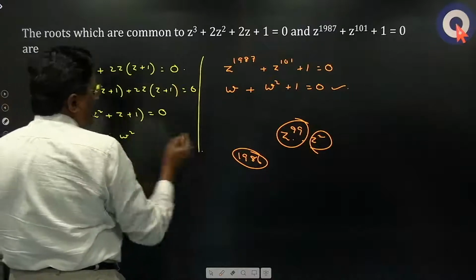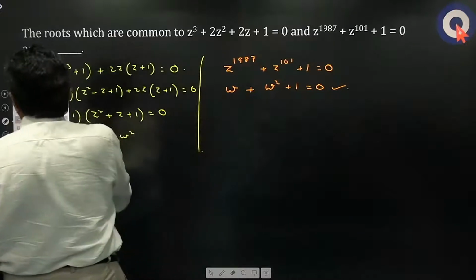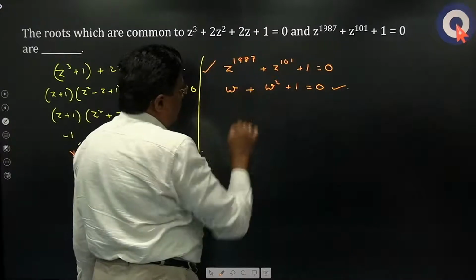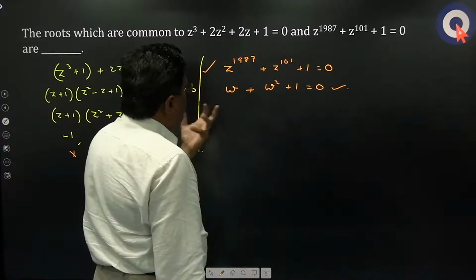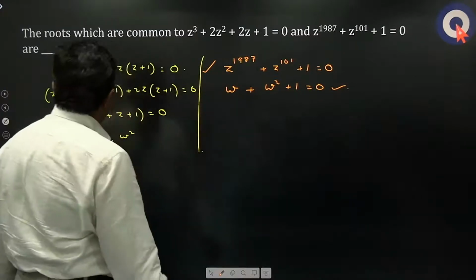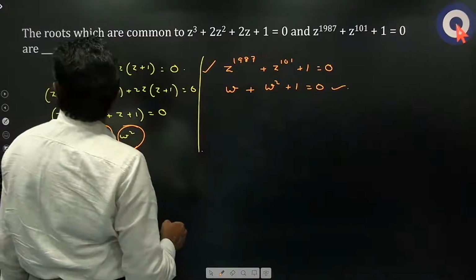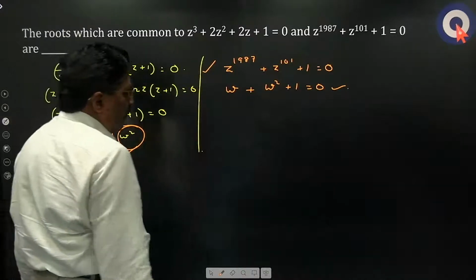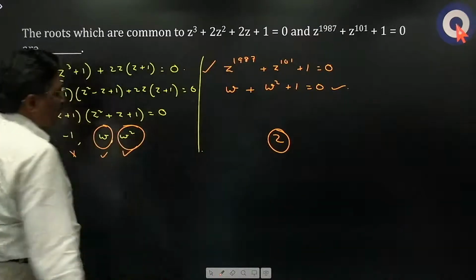Omega is a root. So now when omega is a root, omega square automatically will be a root. Why? Because this equation has real coefficients, so complex roots should occur in conjugate pairs. The conjugate of omega is omega square. So therefore omega square automatically will be a root. We need not substitute and check. So omega and omega square are both roots. So the number of roots common to both is 2, and those roots are omega and omega square. We can now move on to the next problem.